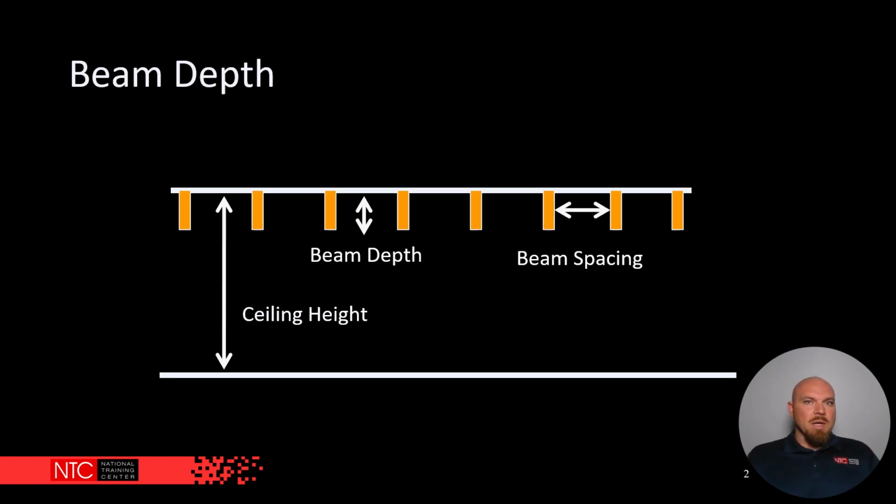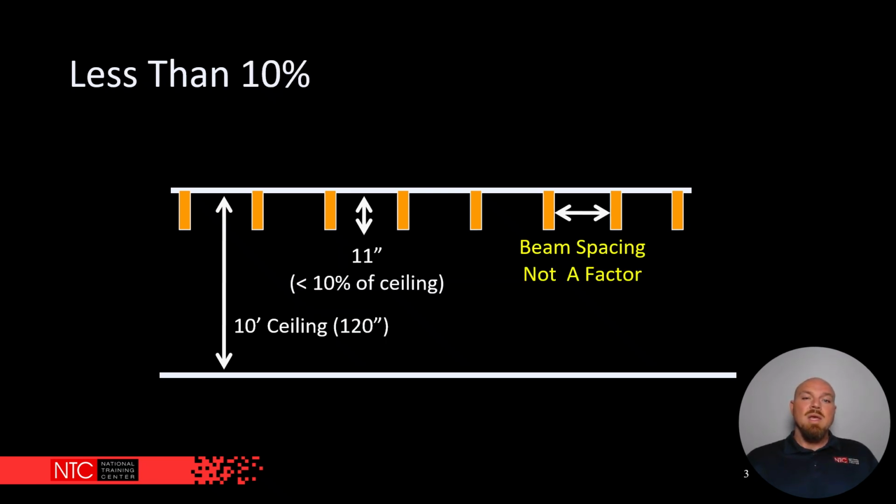So what we look at is, what is the ceiling height? What is the beam depth in relationship to that ceiling height? And what is the beam spacing from one beam to the next in relationship to the ceiling height as well? If the beam depth is less than 10% of the ceiling height, we don't do anything different. We treat it as smooth ceiling spacing.